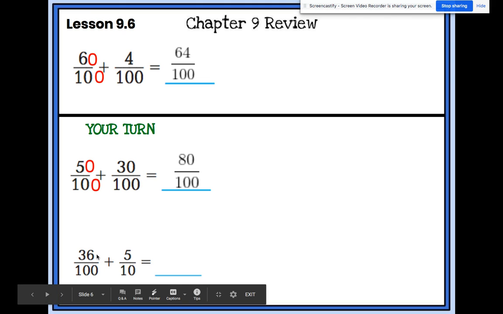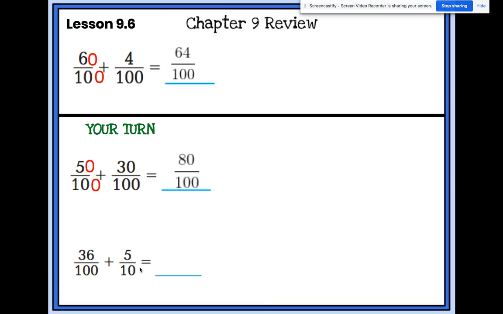Down on the bottom, 36/100 plus 5/10. Same thing, we need to change this 5/10 into hundredths form by multiplying the numerator and the denominator by 10. And that would give us the fraction 50/100. So 36/100 plus 50/100 equals 86/100.